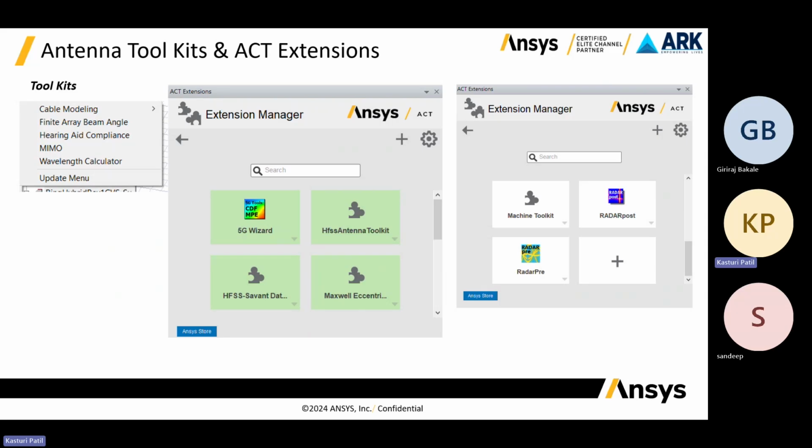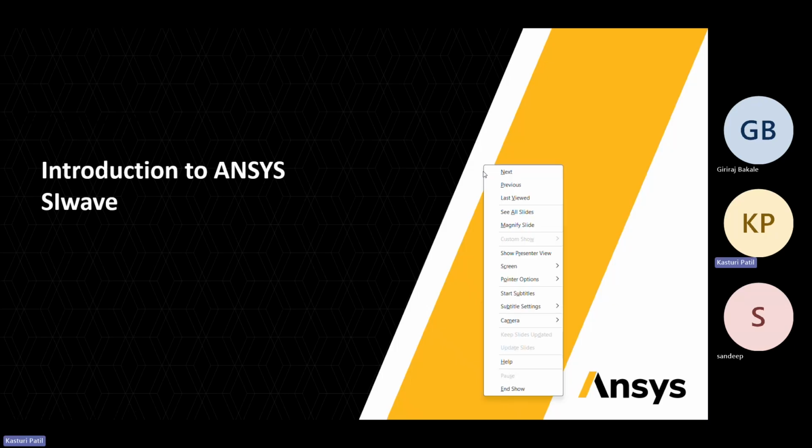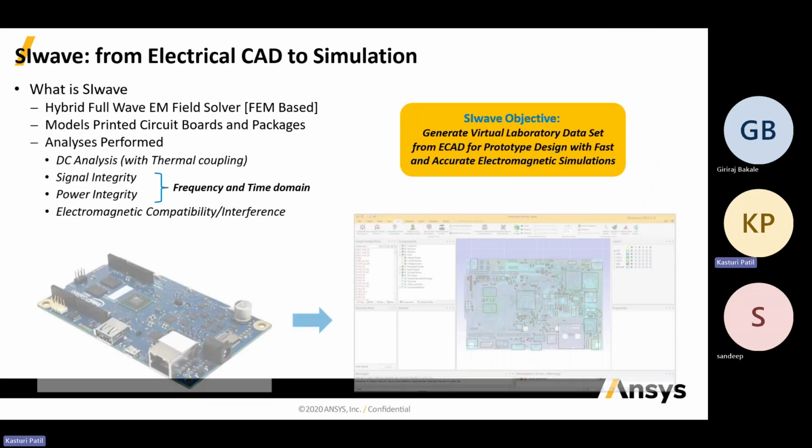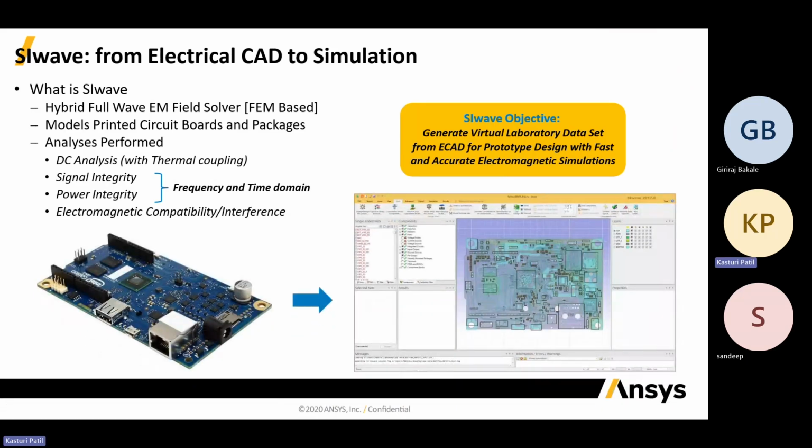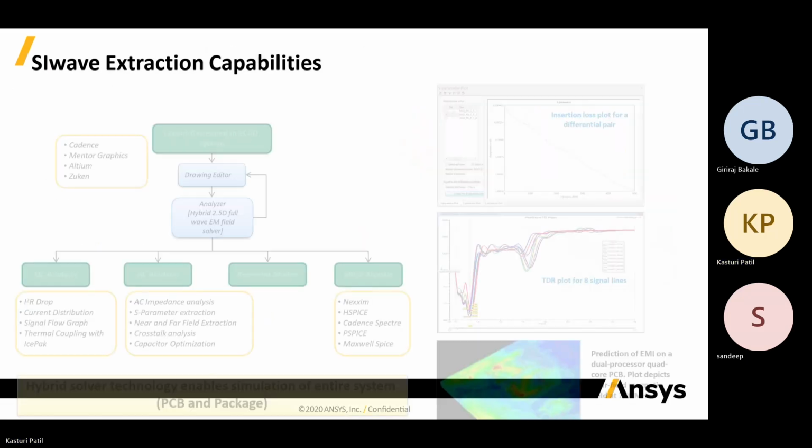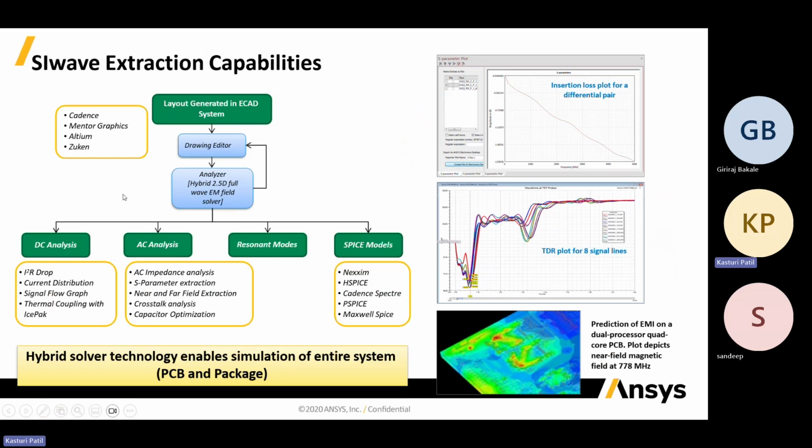After that, next one is SI wave. Again, this is used for PCB purposes, either single layer PCB or multiple layer PCB. We can find out signal integrity, power integrity, and thermal coupling of that PCB. We can also identify EMI/EMC analysis. This is the overall workflow of SI wave.